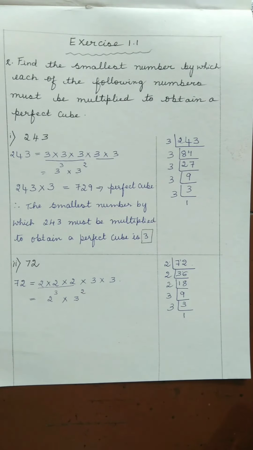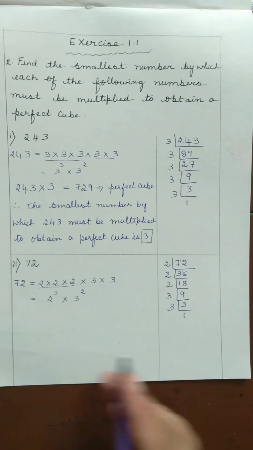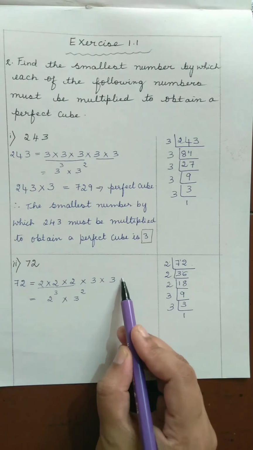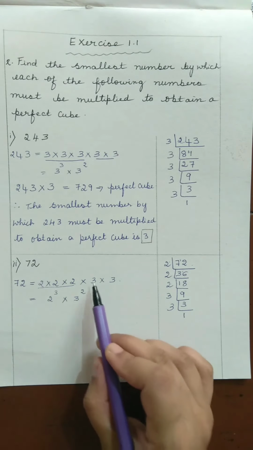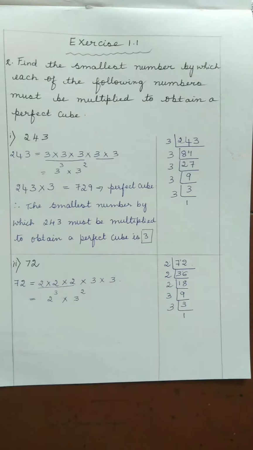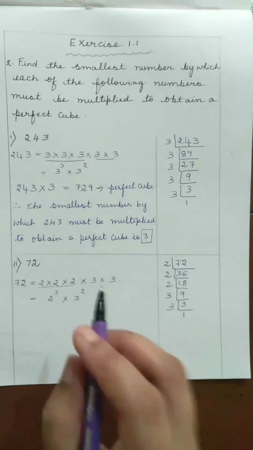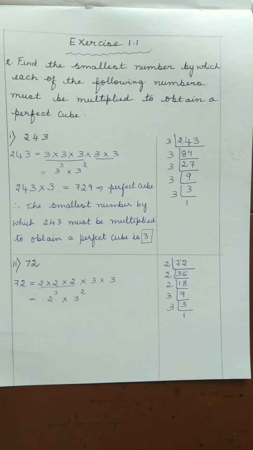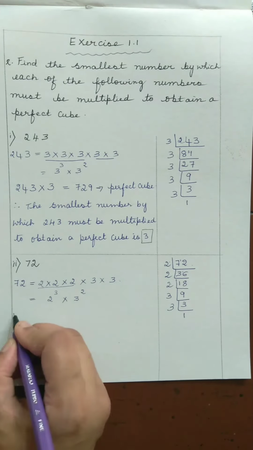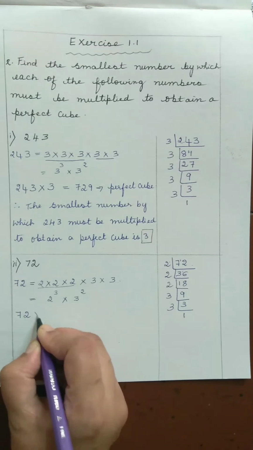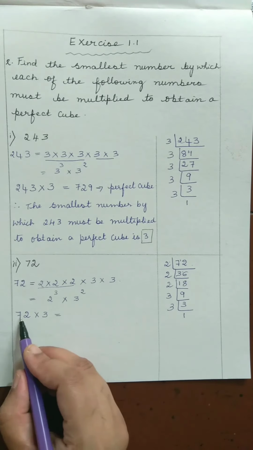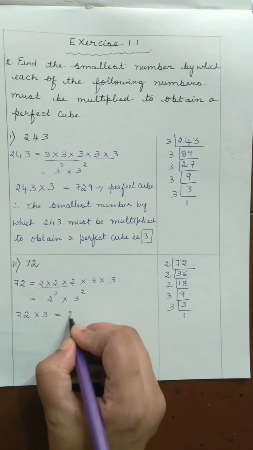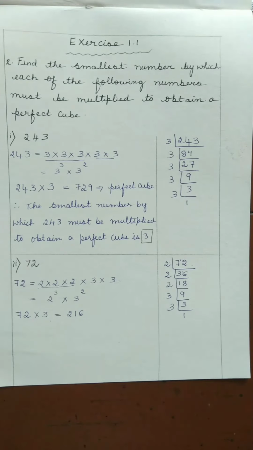So in order to make it a perfect cube, what do we need, children? We need one more 3. When we get one more 3 in this group, then it is a perfect cube. So the question is, which number you have to multiply to the given number. Since the prime factor 3 does not appear in a group of 3, we have to multiply that 3 to 72. So when you multiply 72 into 3, you will obtain 216, the answer.